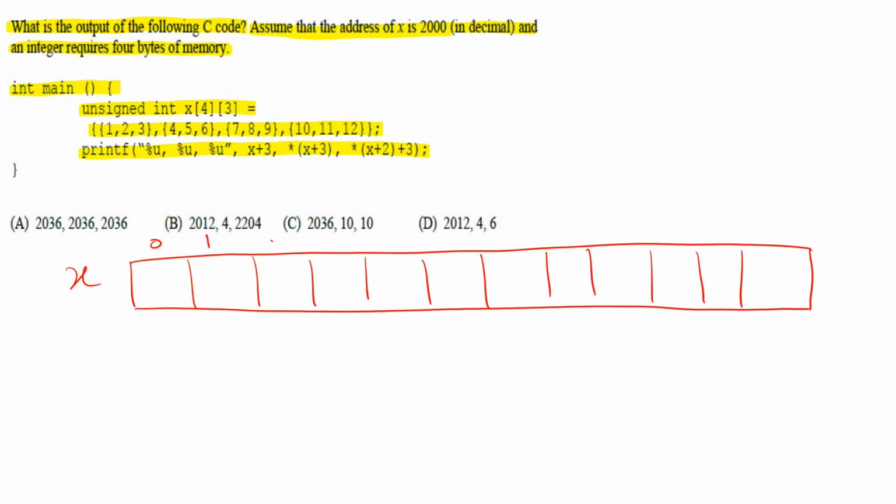Zeroth element, first element, second element, third, fourth, fifth, sixth, seventh, eighth, 9, 10, and 11. There are 12 elements in the array. Index starts from 0. And we also have the values stored over here: 1, 2, 3, 4, 5, 6, 7, 8, 9, 10, 11, 12.